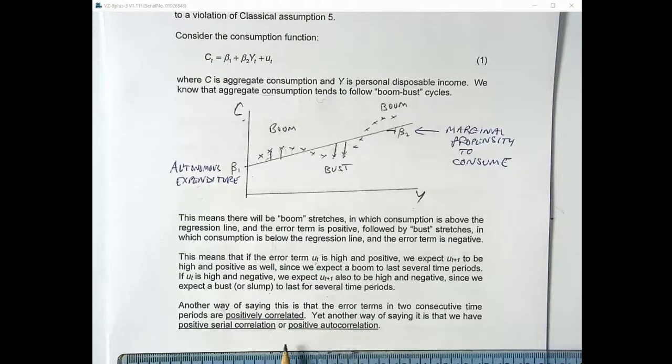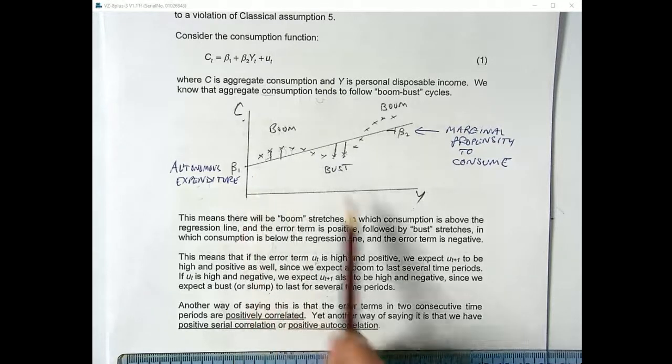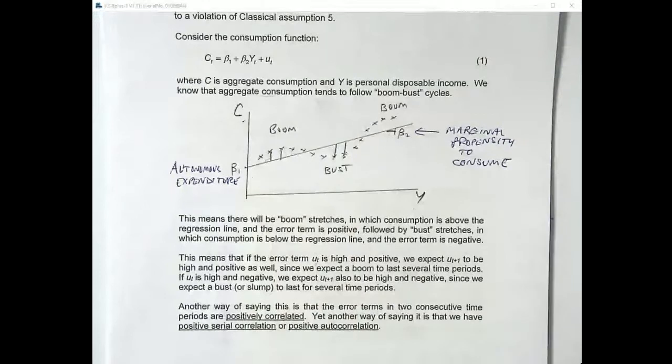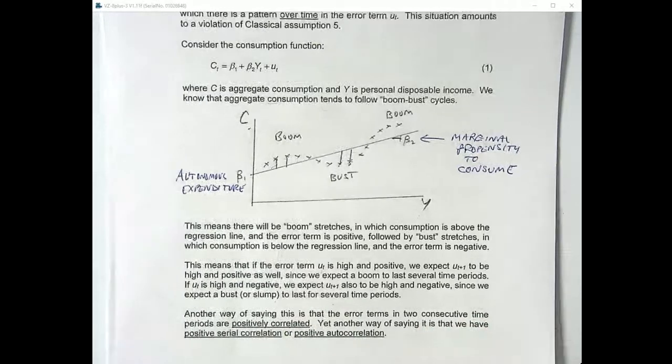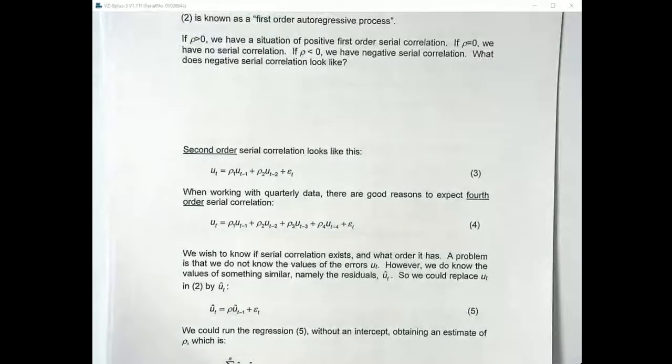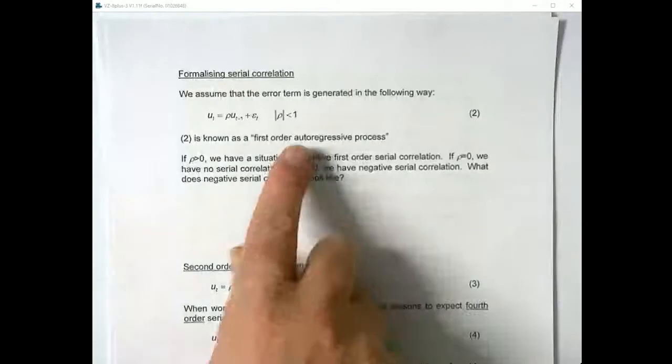Yet another way of saying this is that we have positive serial correlation or positive autocorrelation. This is the sort of pattern we're talking about when we talk about serial correlation, and it's a pattern that we get when we're doing time series modeling, for example, macroeconomic modeling. Page 60, formalizing serial correlation.